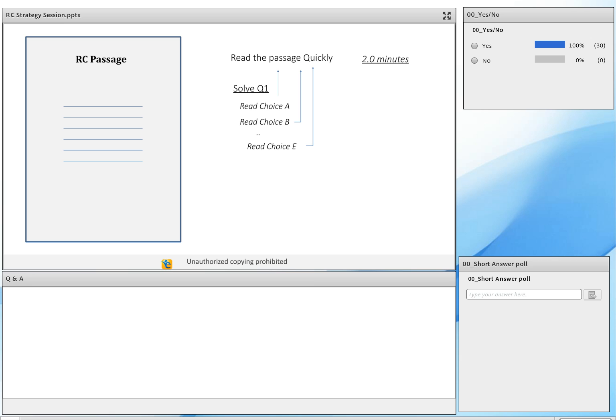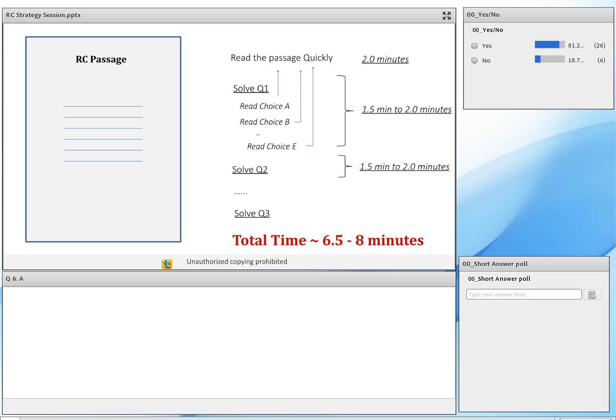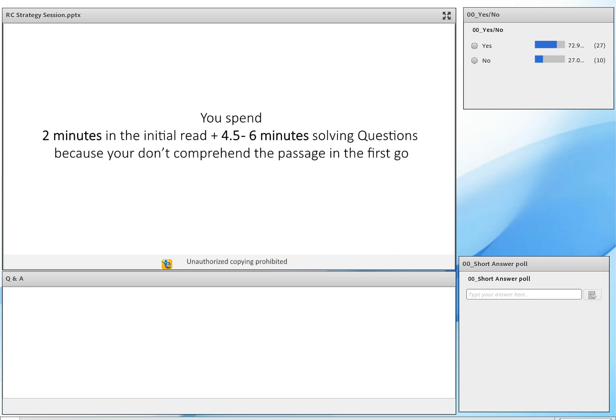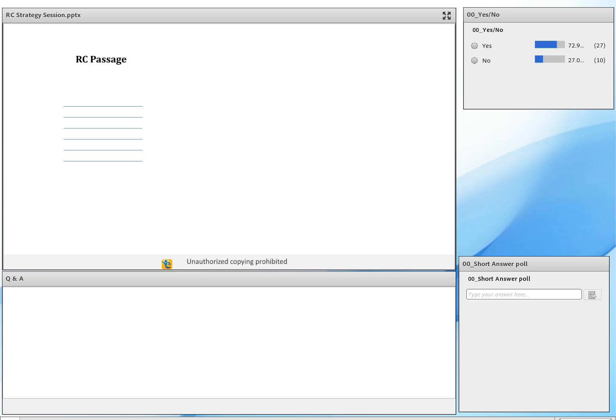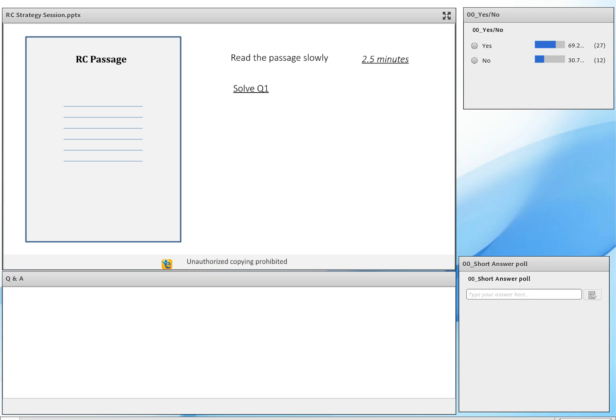Now, in terms of the timing, this is what I've been talking about all along. It's really a redistribution of time. So when you read the passage quickly, let's say 2 to 3 minutes if you spend on the passage, every time you read an answer choice, you go back to the passage. Every time you read another question, you go back to the choice, and you end up spending 1.5 minutes to 2 minutes per passage. How many of you follow this kind of time distribution typically?